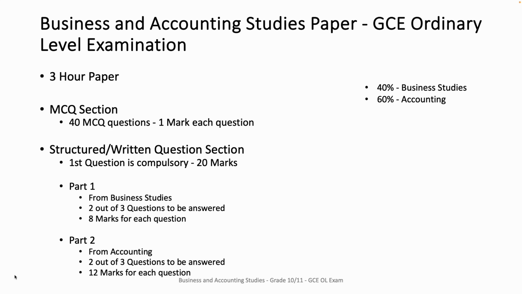Then you have part 2 from accounting. There also you will get 3 questions, and you have to answer 2 questions, where you will get 12 marks for each question, so altogether 24 marks. Looking at the paper, close to 40% of the marks come from business studies areas, whereas you will get 60% of your marks from the accounting area.